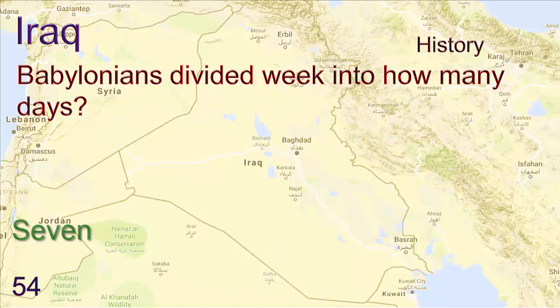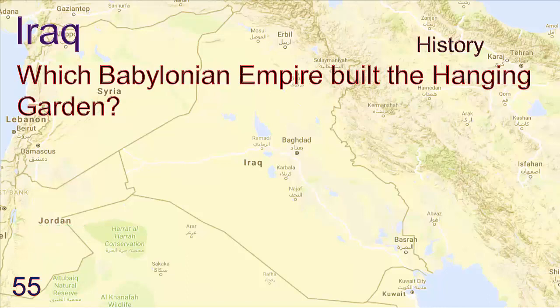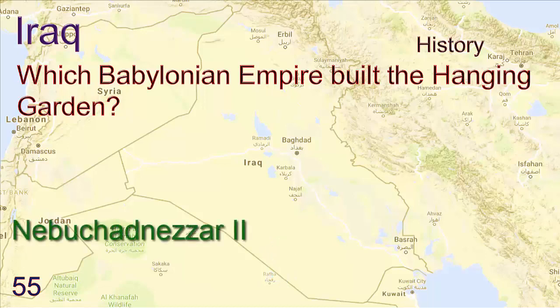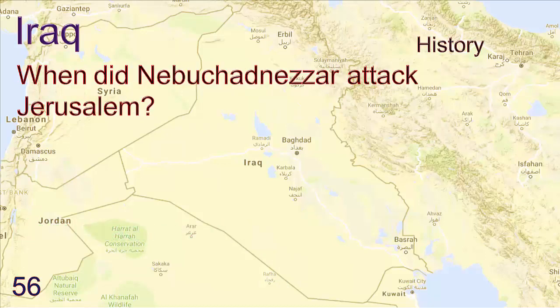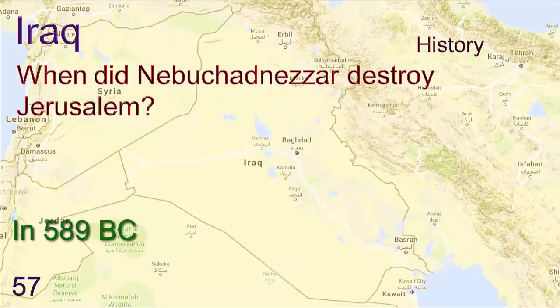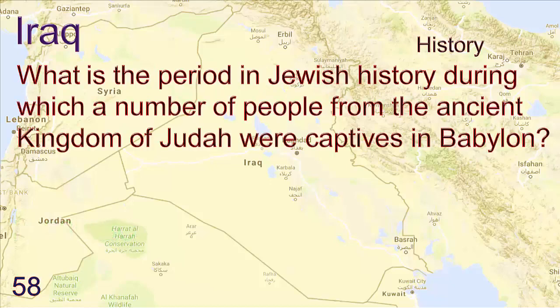Answer is 7. Which Babylonian king built the Hanging Garden? Answer is Nebuchadnezzar II. When did Nebuchadnezzar attack Jerusalem? In 597 BC. When did Nebuchadnezzar destroy Jerusalem? In 589 BC. What is the period in Jewish history during which a number of people from the ancient kingdom of Judah were captives in Babylon?